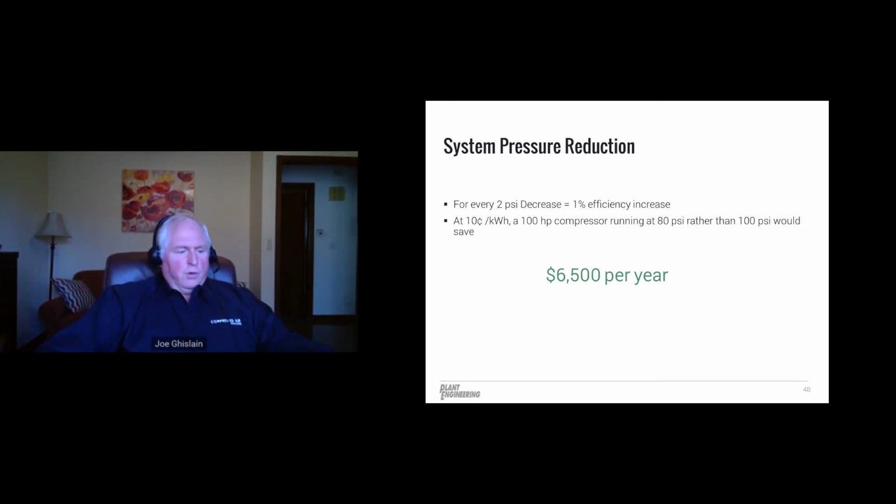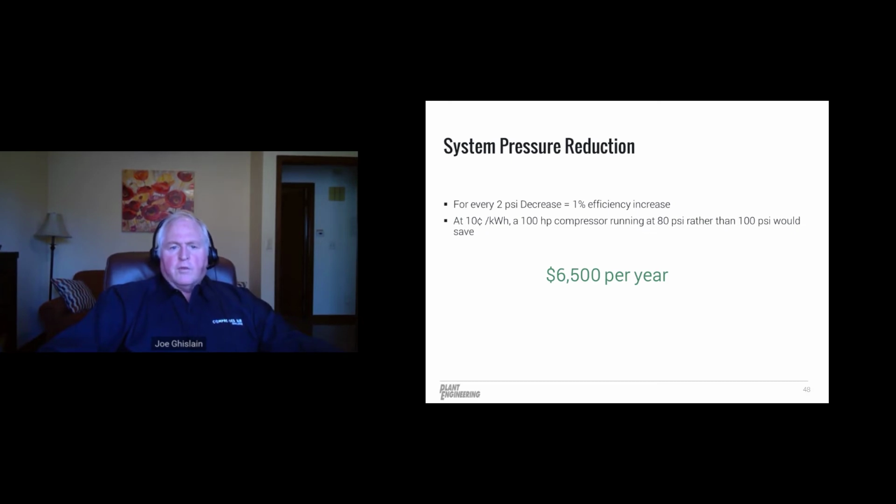And why is this important? Why are we going through and doing it? Well, for every 2 psi, it's 1% efficiency decrease. So at 10 cents a kilowatt hour, running at 80 psi rather than 100 psi would save you $6,500 a year, just by changing that pressure and being able to run the system at a lower pressure. Now, this doesn't include artificial demand. When you start including artificial demand, it can be another 0.5 to 1% of efficiency added to that.